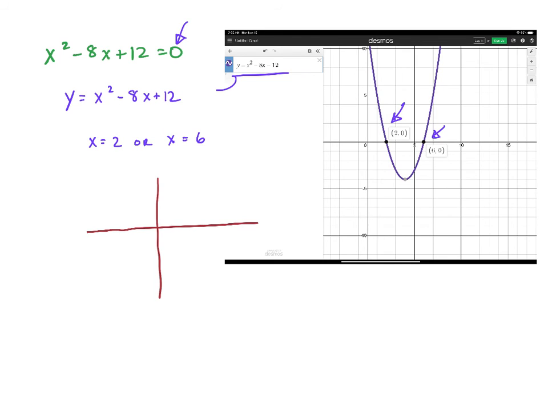Mark those intercepts, 1, 2, 3, 4, 5, 6, so 2 and 6. We know it opens up. You don't have to be perfect with this, but just make a quick sketch. Say, yeah, there they are. I know the solutions are at 2 and 6. And that is it. Good luck with the homework.